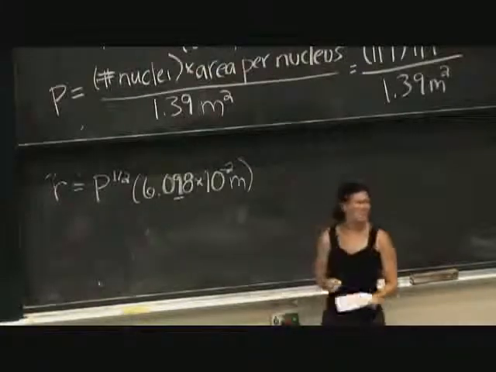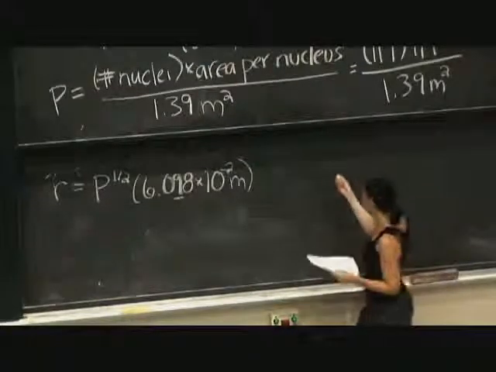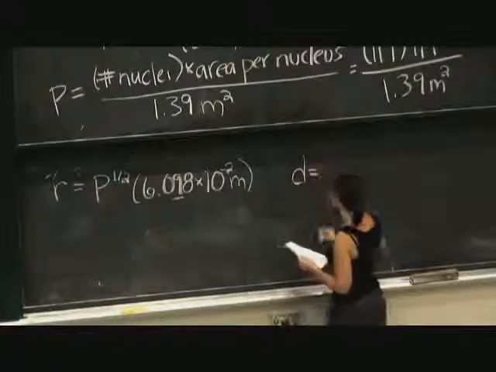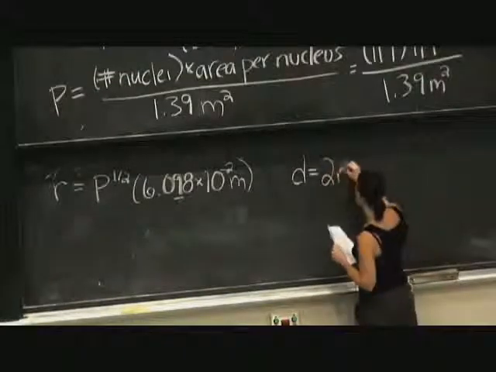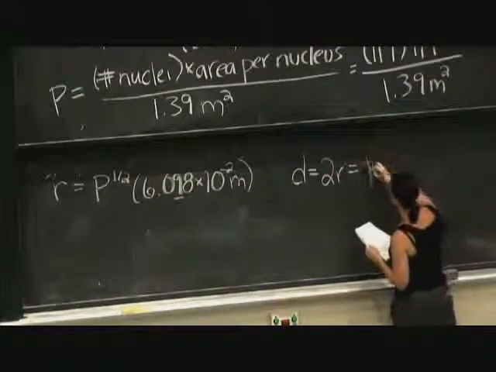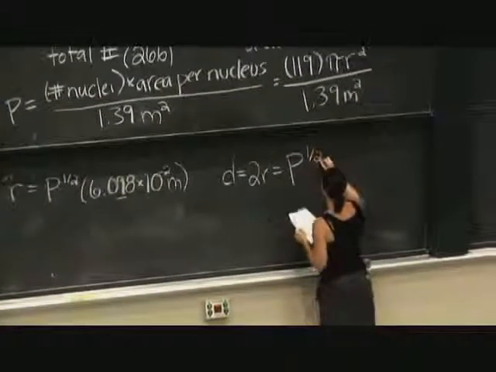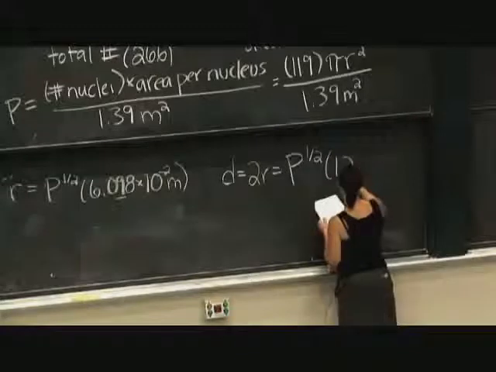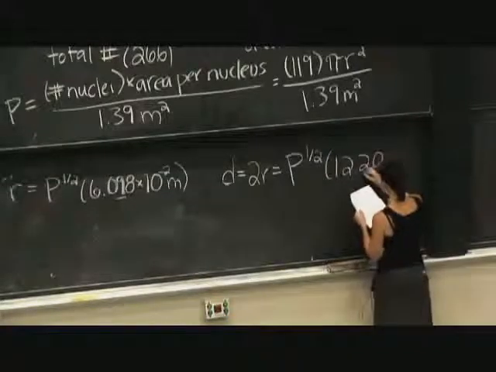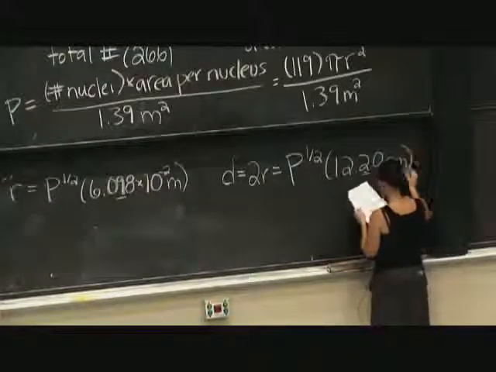Actually, just for discussion's sake, it makes a little more sense for us to talk about the diameter. So that's just twice the radius. Once we figure out what our probability of backscattering is, we'll just raise that to the 1/2, and we'll multiply that by 12.20 centimeters.